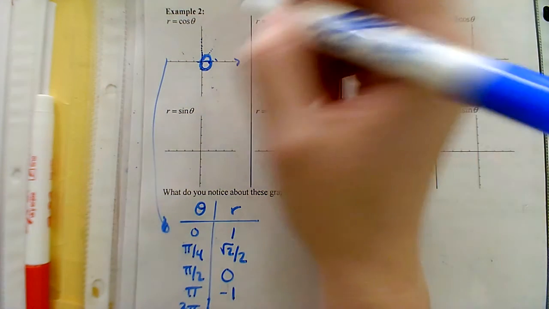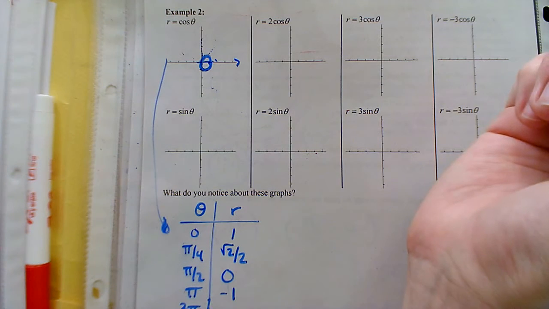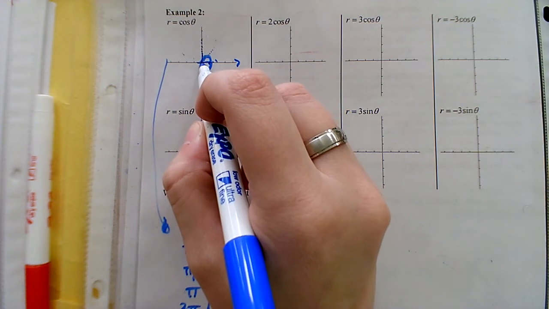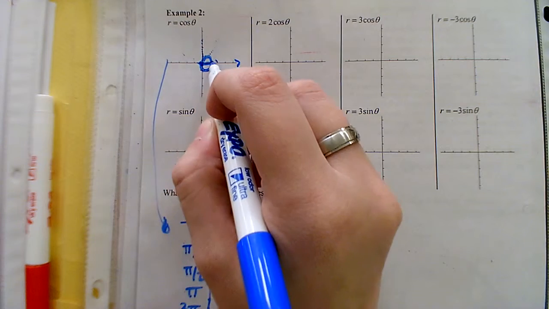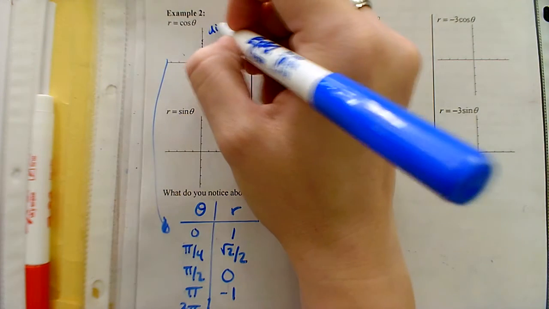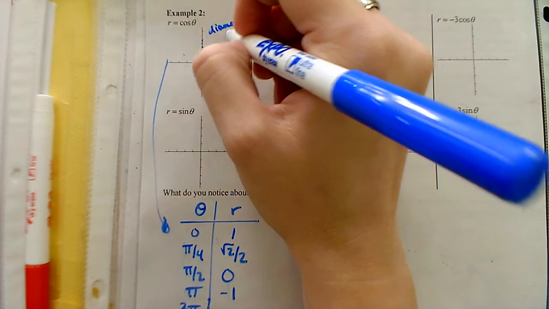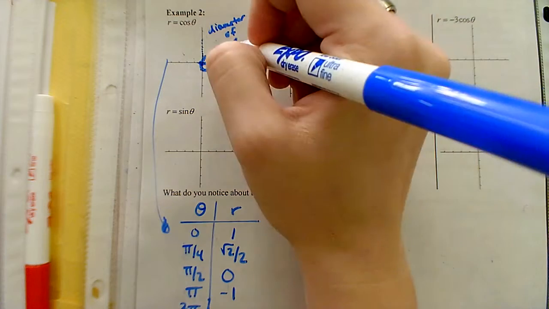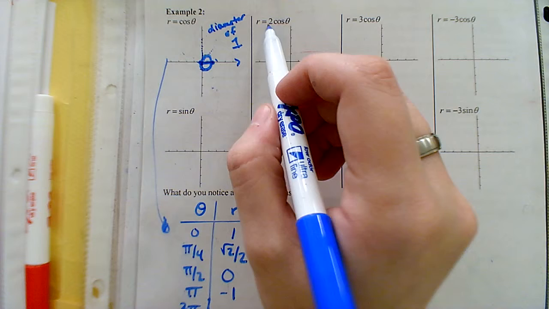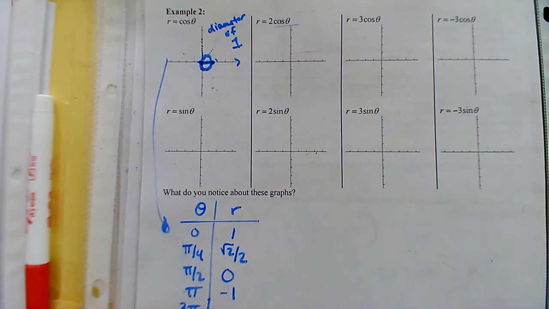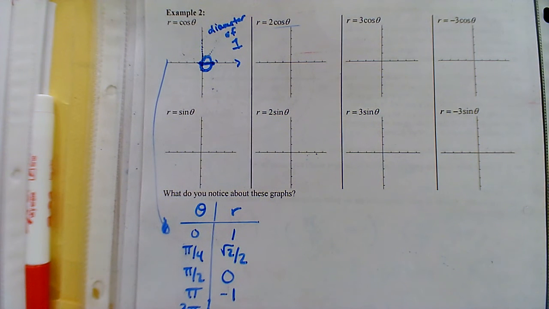Notice how that circle has a diameter of 1. We go from the pole to this outer edge. Can we try to take a guess about what the next one would look like if we did r equals 2 cosine of theta?